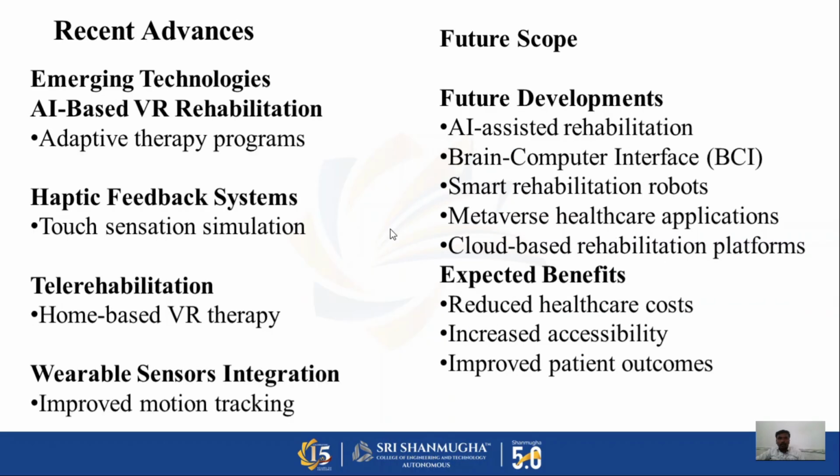Next we are going to discuss recent advances and future scope. The field of VR rehabilitation is advancing rapidly. AI based rehabilitation: artificial intelligence analyzes patient performance and automatically adjusts exercise difficulty. Haptic feedback: haptic systems provide touch sensations. For example, when a patient touches a virtual object, they feel vibration or pressure. Third, tele-rehabilitation: patients can perform therapy at home while therapists monitor progress remotely. Another one, wearable sensors. Advanced sensors improve movement tracking accuracy.